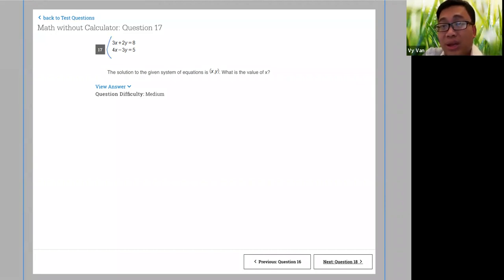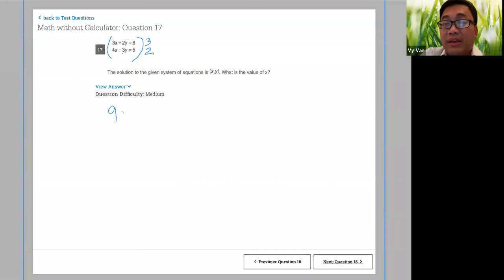In order to eliminate y, we want to make the coefficient in front of y the same but opposite. Here we have 2 and -3. So in order to get rid of y, we multiply the first equation by 3 and the second equation by 2. The reason is 3 times 2 is 6, and 2 times -3 is -6. They will cancel each other out.